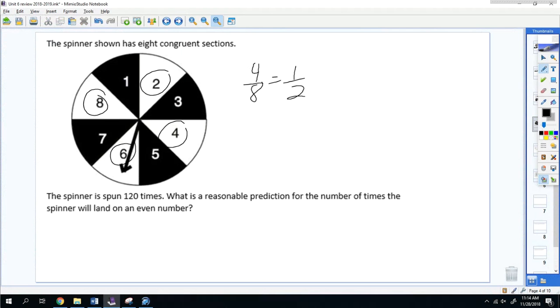1/2 is not my answer. I just like to simplify it because I have to find the prediction, so I'm going to set up a proportion. So I'm going to do 1/2 is equal to x over 120. So you cross multiply, and you get 2x equals 120. Divide by 2, and you get 60.